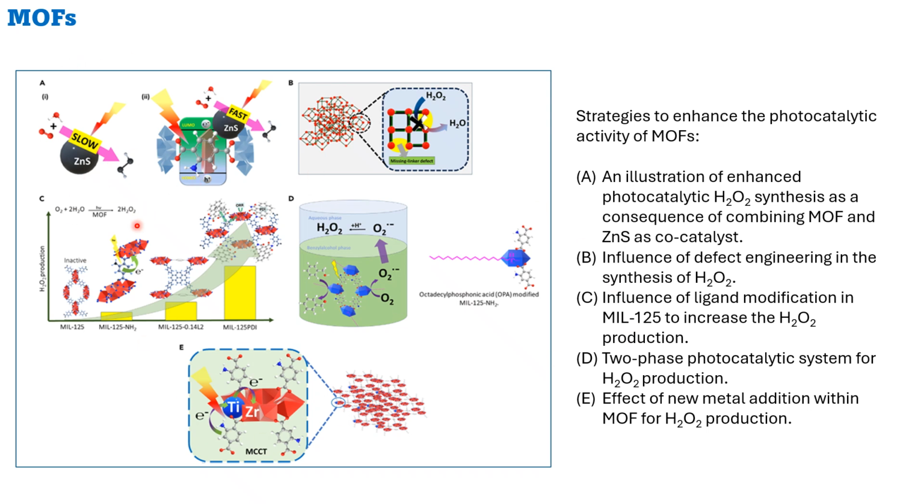So first, we can combine them with a co-catalyst like zinc sulfide. Second, we can use defect engineering, essentially building tiny flaws into the material to create more active sites. Third, there is ligand modification, where we can tweak the organic connectors to catch more visible light, basically to enhance the light absorbance spectrum towards the higher wavelength.